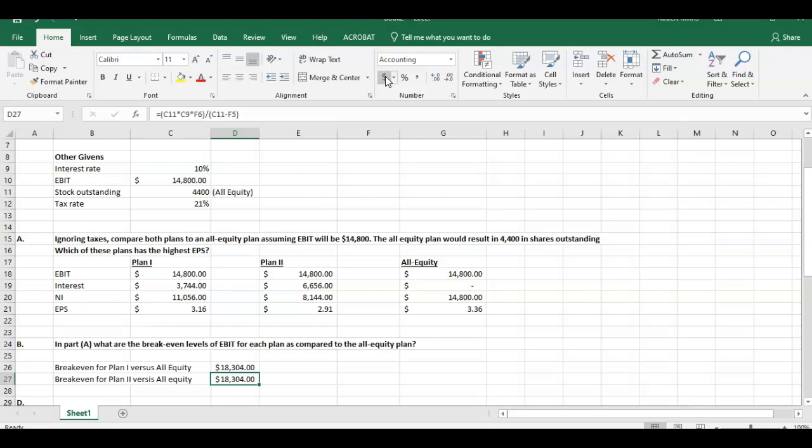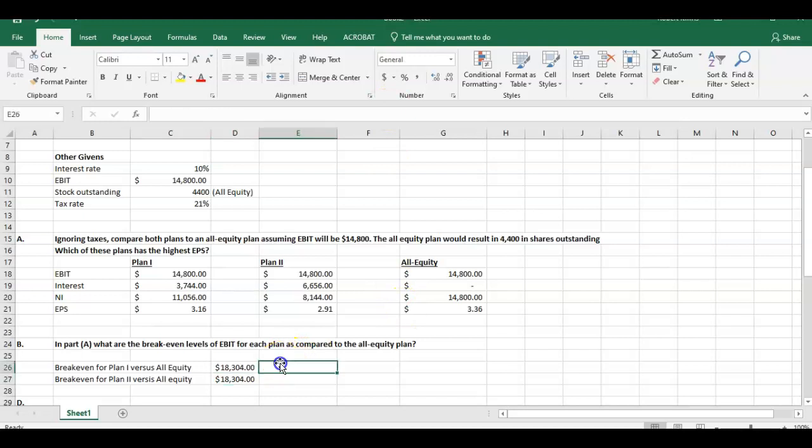Now, why is this the case? Well, this goes back to Proposition 1 of Modigliani and Miller. It doesn't matter how you finance your firms; it's irrelevant in this respect. So that is the break-even here.